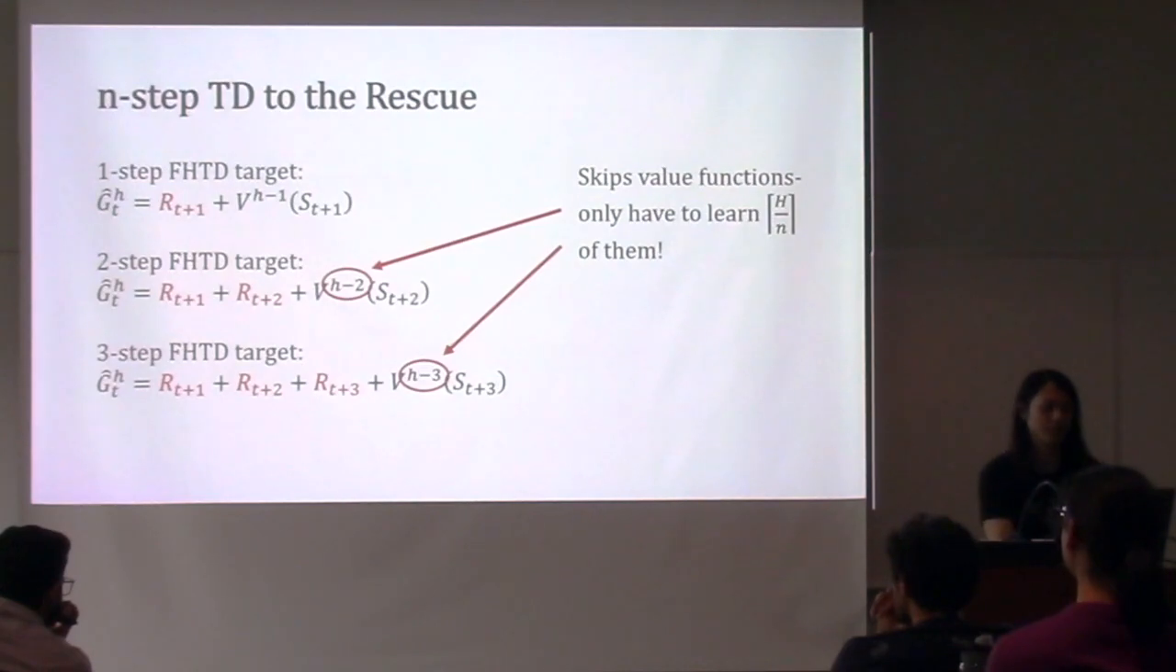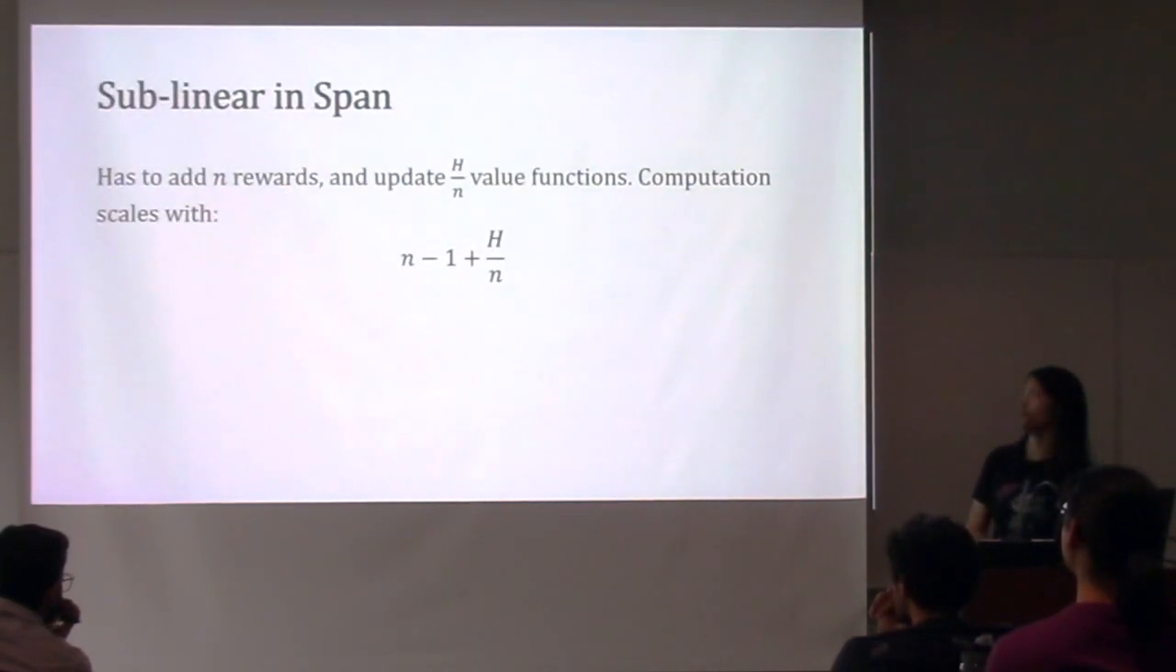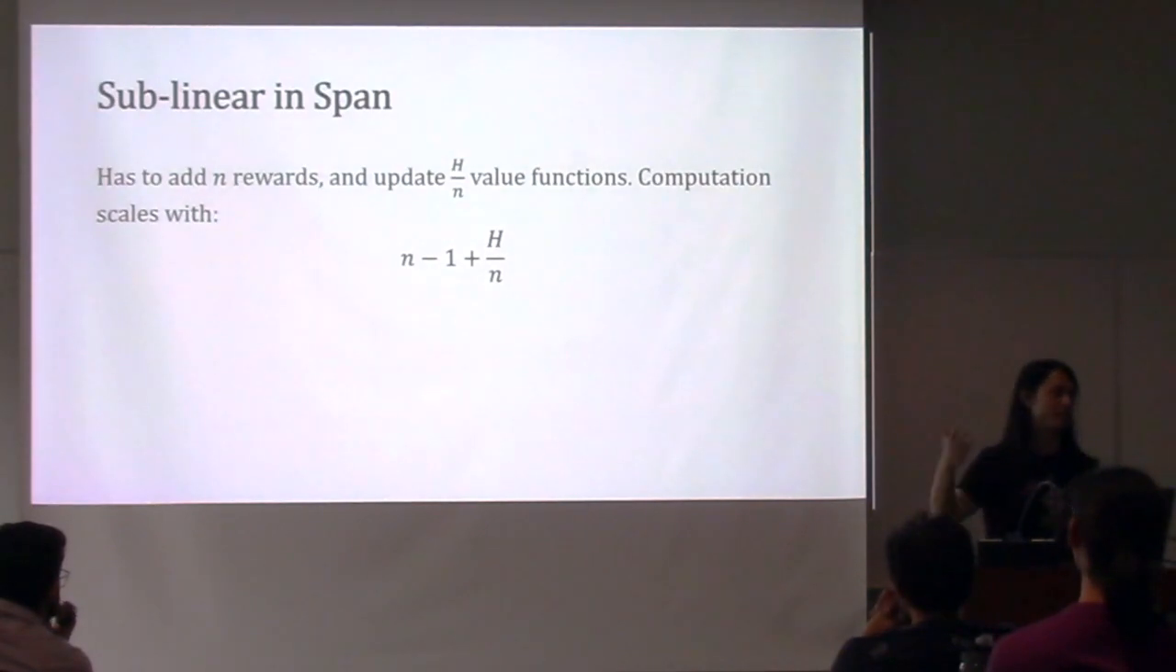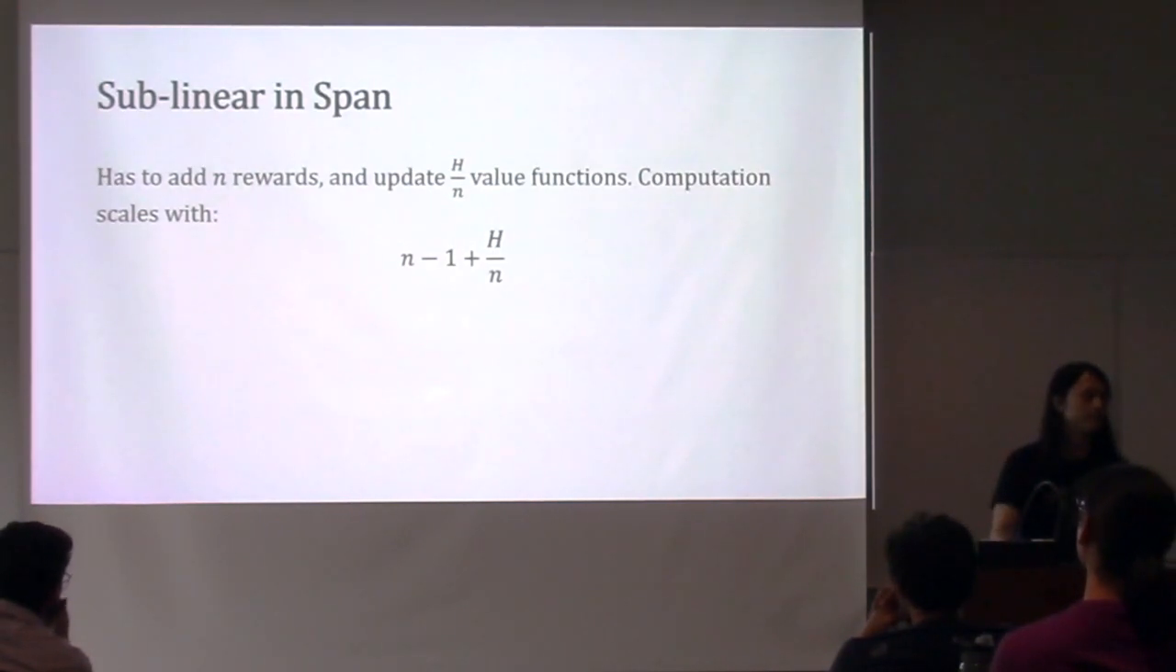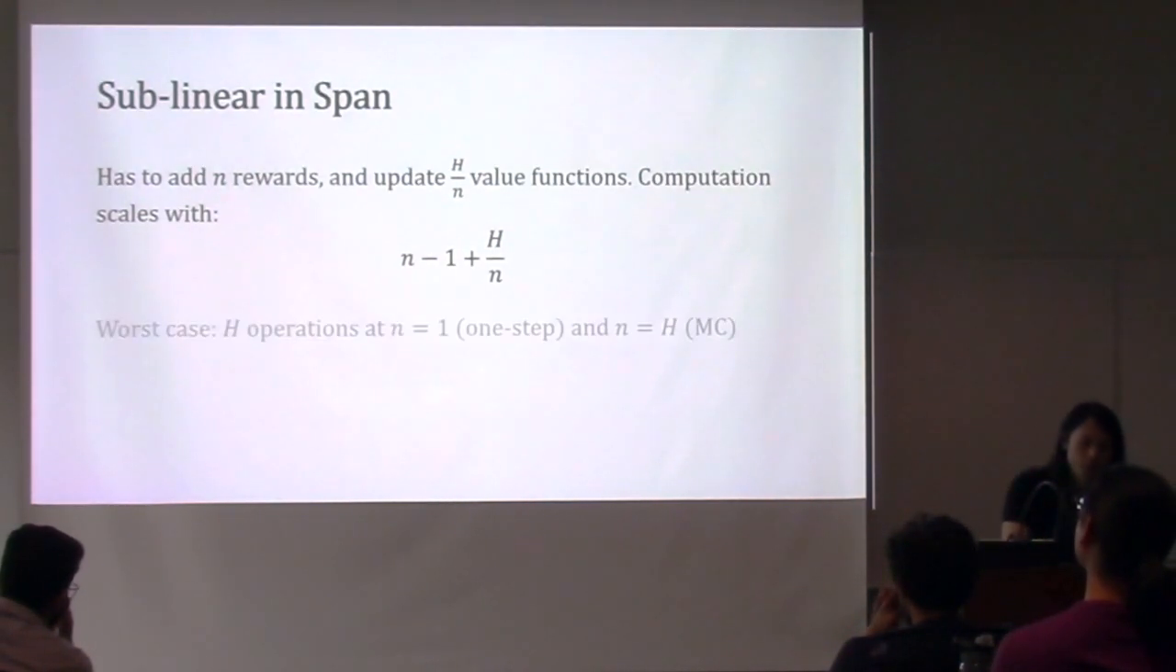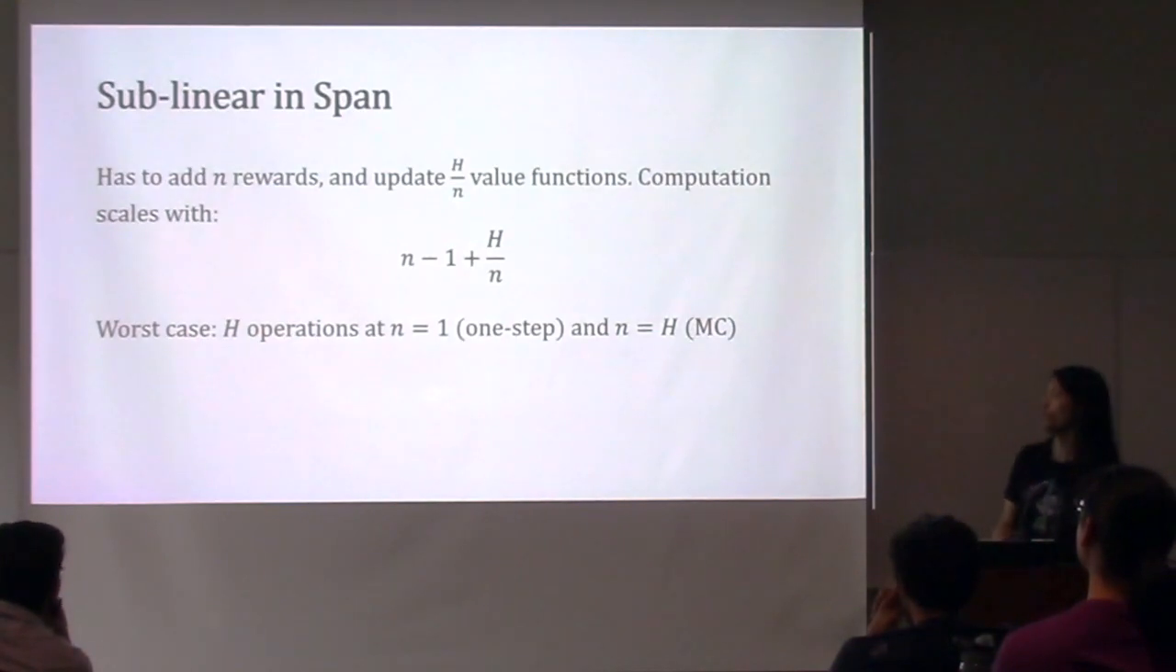Looking at this closely, you have to add up n rewards and update H over n value functions, so the computation ends up scaling with n minus 1 plus H over n. What's n? n is the n in n-step: how many rewards you're including in your estimate. And H is the final horizon that you care about. This has a worst case of H operations at n equals 1 and n equals H, which happen to correspond to the two extremes of one-step and Monte Carlo. So if you do anything in between them, you'll save computation.